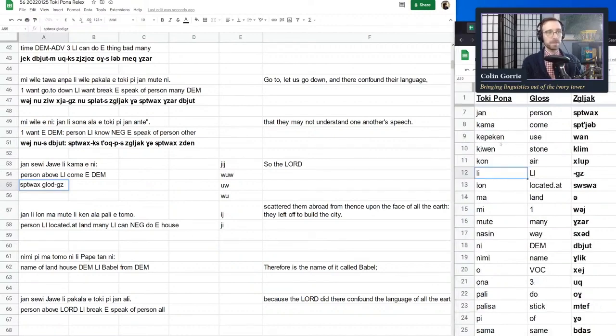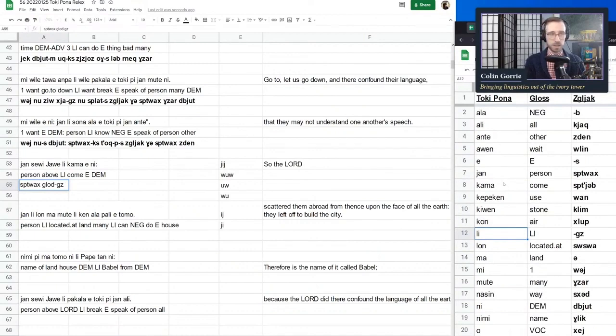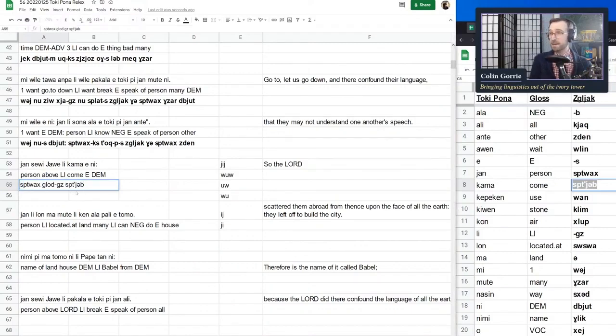Then we have the verb kama, to come, and this is sptyub. And then we have this a particle, this accusative marker, which is going to be s, which will voice to z after the voiceless coda of sptyub. And then we have the demonstrative, which is debut.